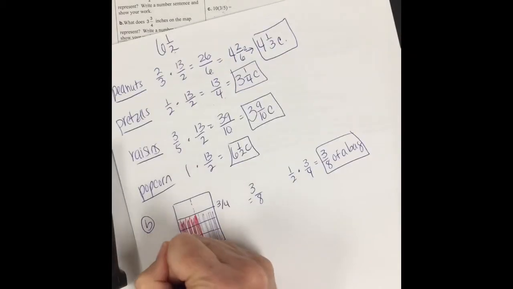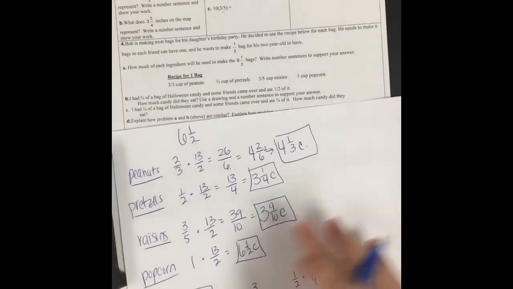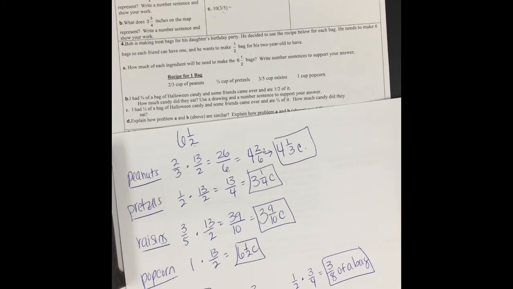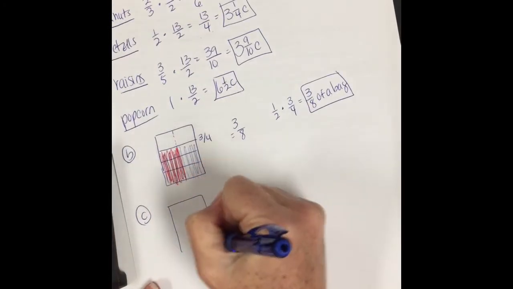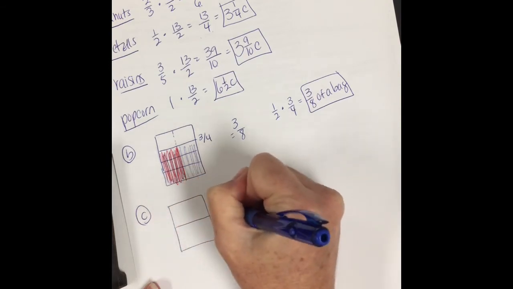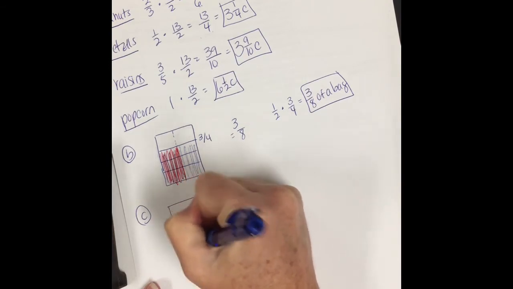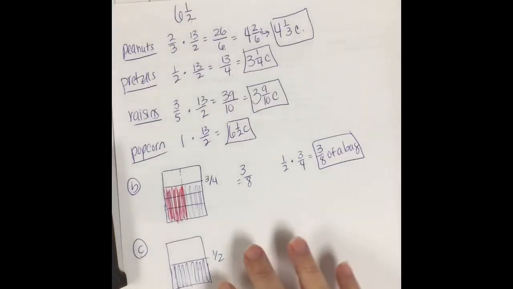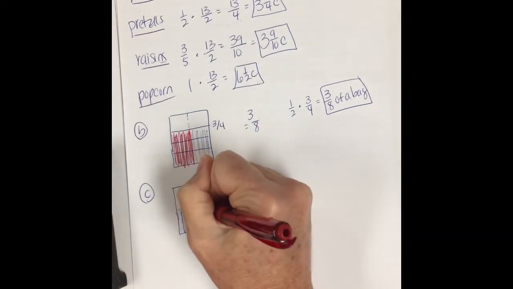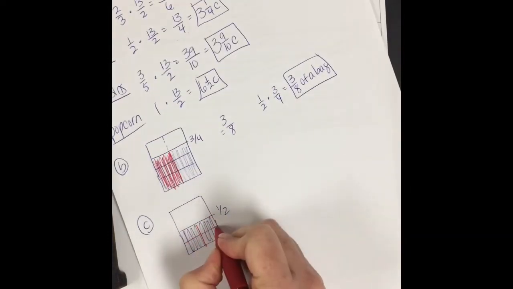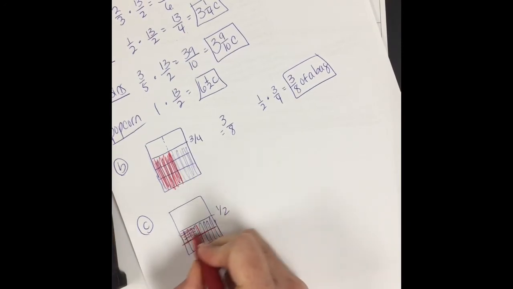C. I had half a bag of Halloween candy and some friends came over and ate 3/4 of it. How much did they eat? Okay, so here we have my Halloween candy. I have half. There's the half. Of the half, my friends came over and ate 3/4. So I'm going to split this into 4 pieces. They ate 3 of them.